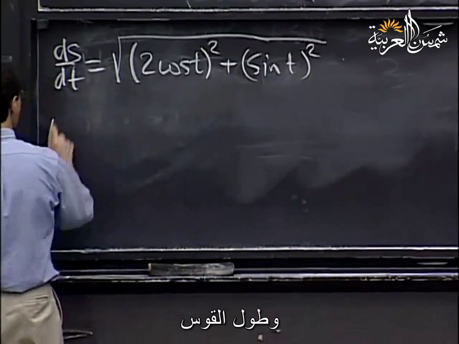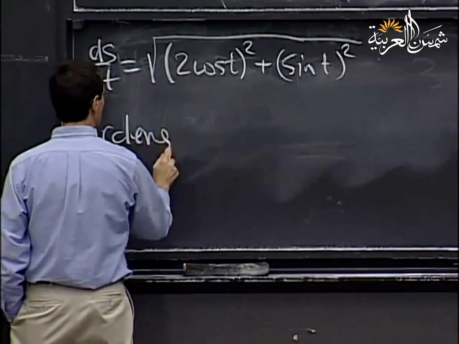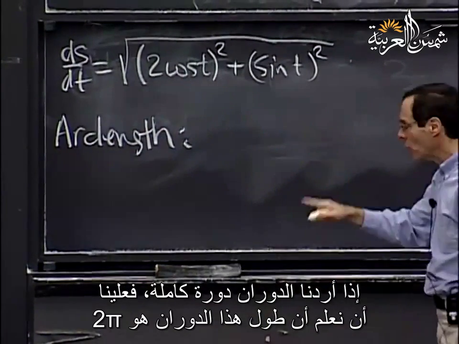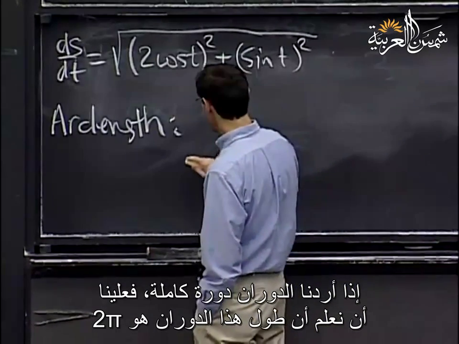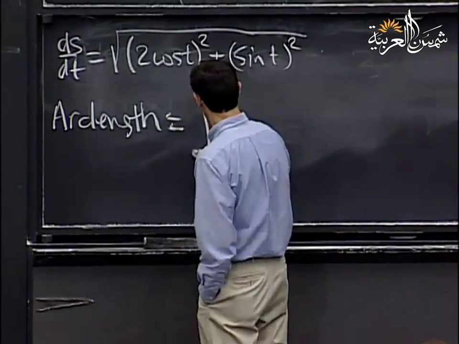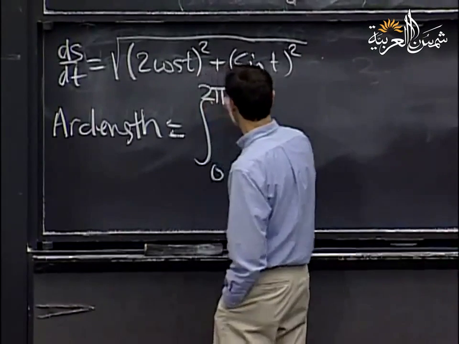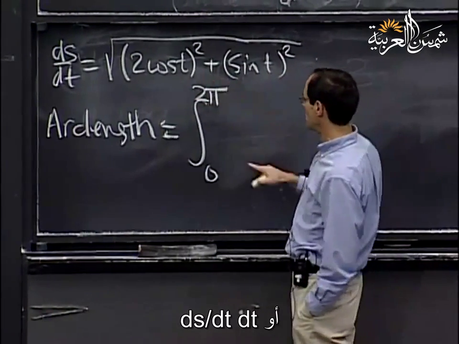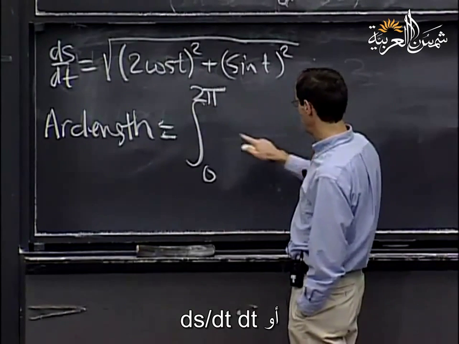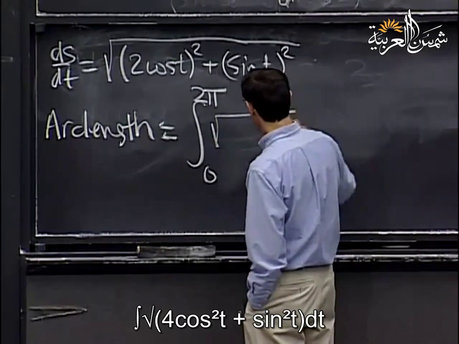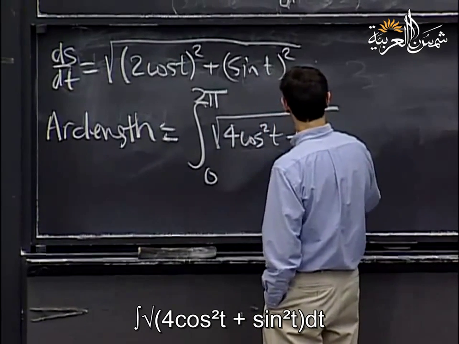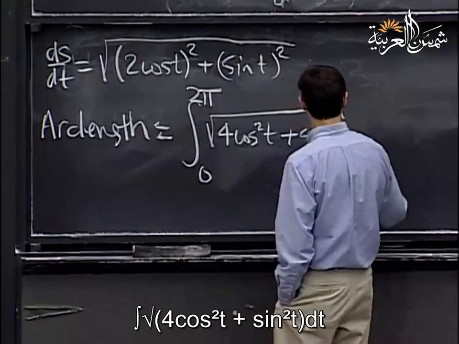All right, and the arc length is what? Well, if we want to go all the way around, we need to know that that takes a total of 2 pi. So 0 to 2 pi. And then we have to integrate ds, which is this expression, or ds dt. So that's the integral of the square root of 4 cosine squared t plus sine squared t dt.